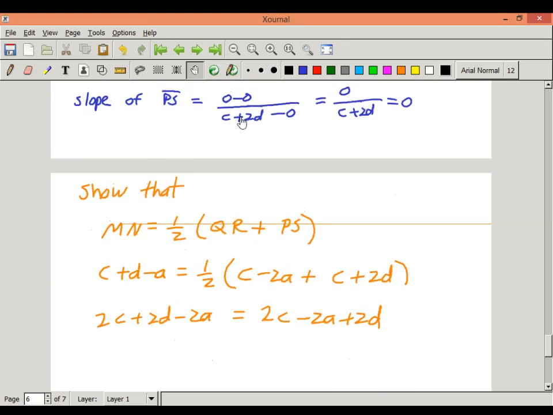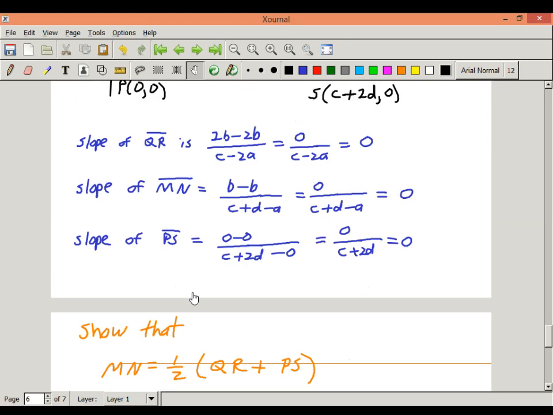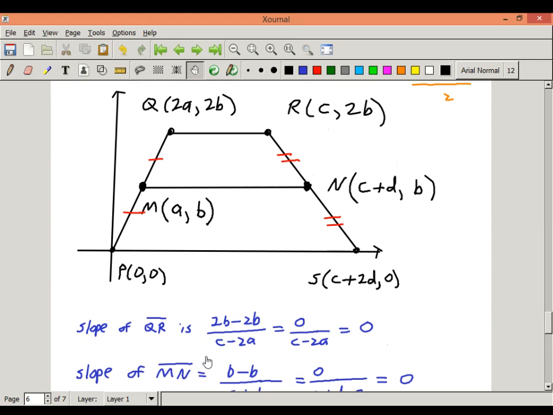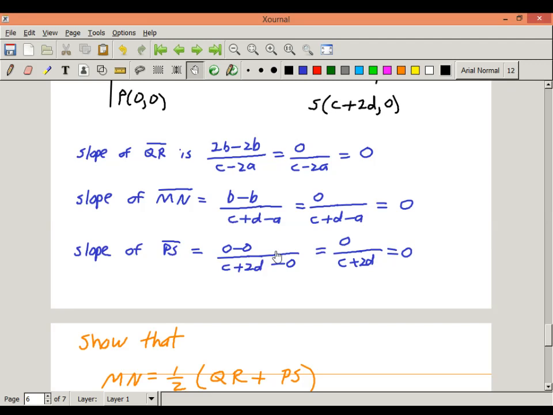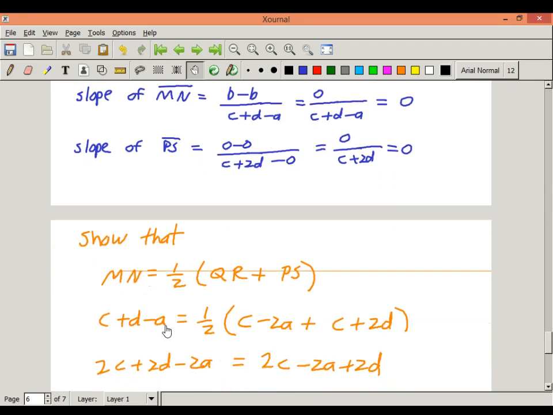All right, so to do that, I'm going to put in the expression for MN. Well, how long is MN? MN is simply found by subtracting these two x coordinates of M and N. So c plus d minus a. That's the length of segment MN equals 1/2.